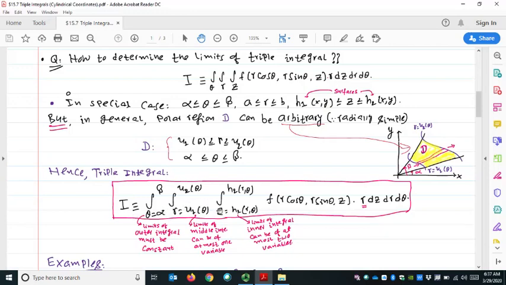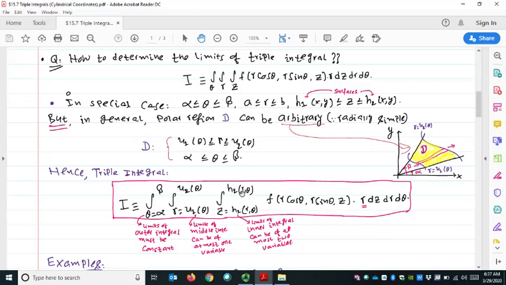For z, the outer integral is the theta integral, and the r integral is the middle variable. So then we can write our limits for z. It can be a function of r and theta, so z goes from h1(r, theta) to h2(r, theta).